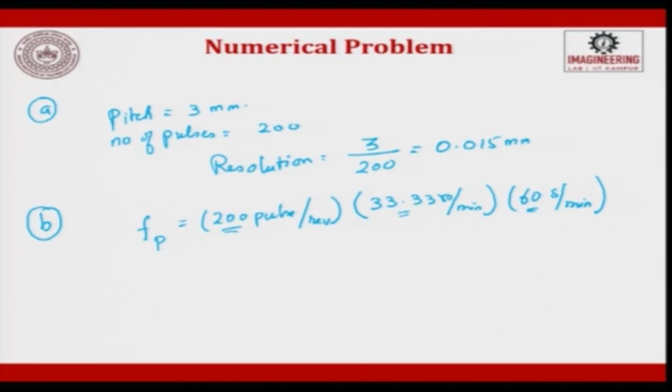So, it is seconds by minute. 200 pulses per revolution into 33.33 leads to 111.11 pulses per second, which is nothing but the frequency. What is frequency? Frequency is nothing but 1 by time, or 1 by second. So, it is going to be 111.11 pulses per second.